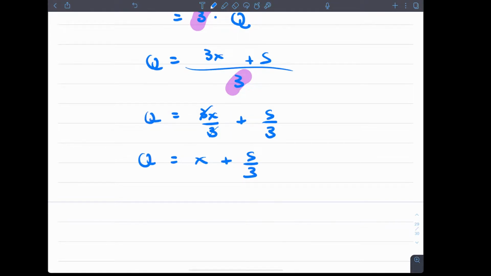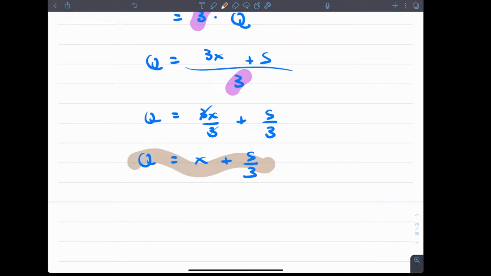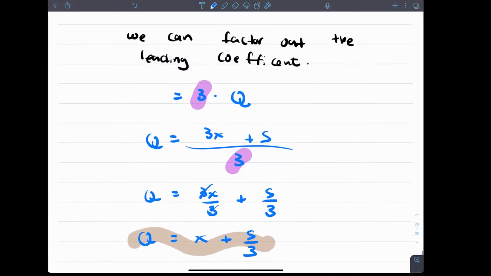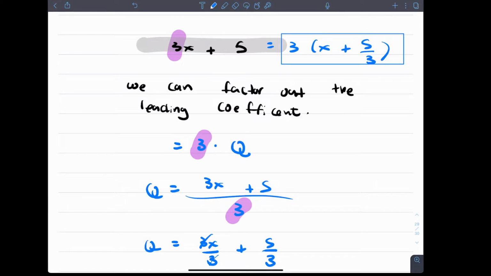I'm going to write this down here. So you might say, can I write this as 3 times x plus what? 5/3. The answer is what? Yes. Okay, you guys okay with this? What do you guys think? Is that pretty good? You can factor out a leading term.